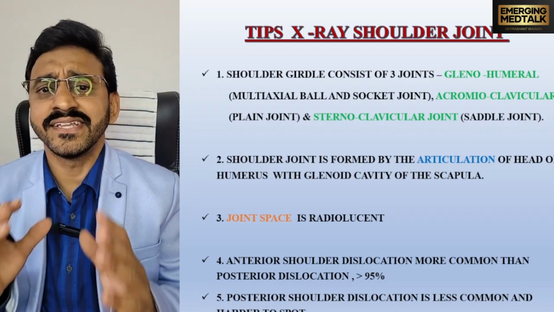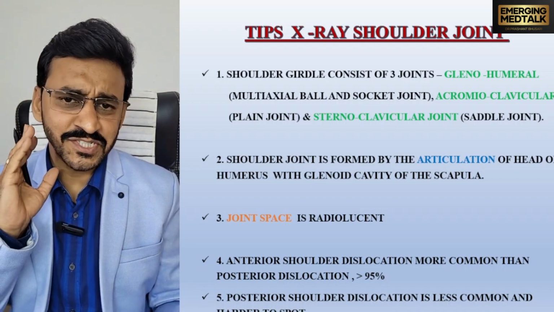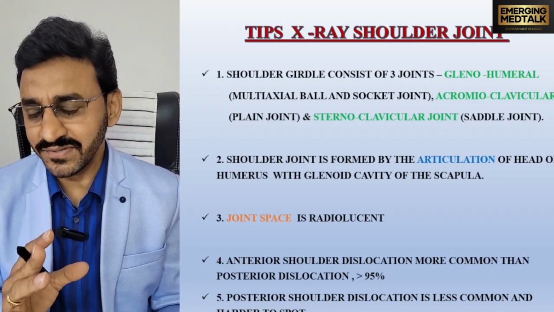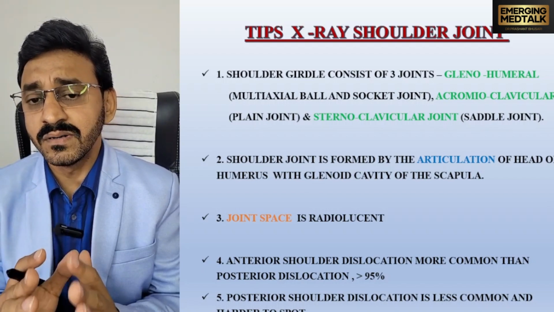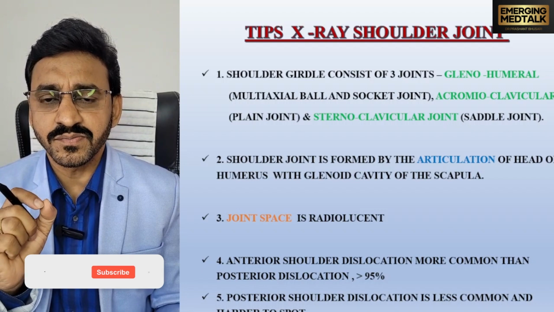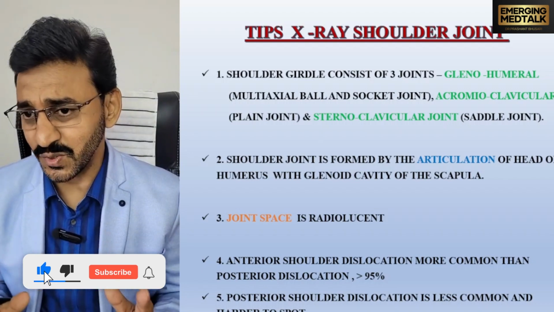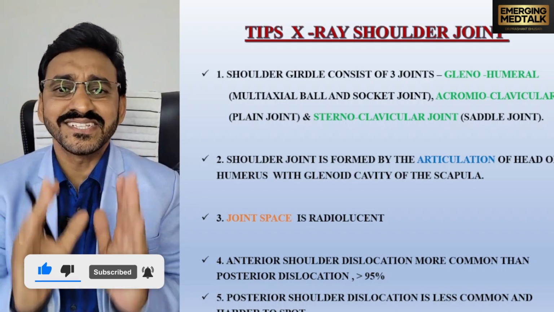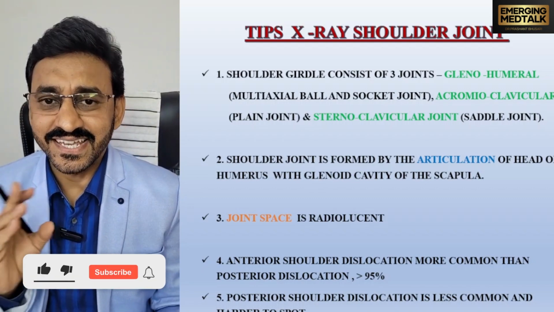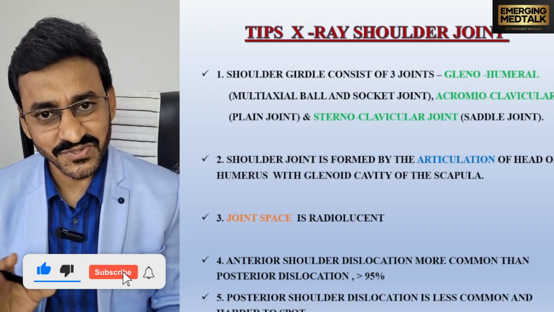When there is a dislocation, anterior dislocation is more common, more than 95%, and posterior dislocation is less common, with a light bulb appearance, and in a very small percentage there may be inferior dislocation. So this is how we have discussed the X-ray shoulder joint under the ABCS system.